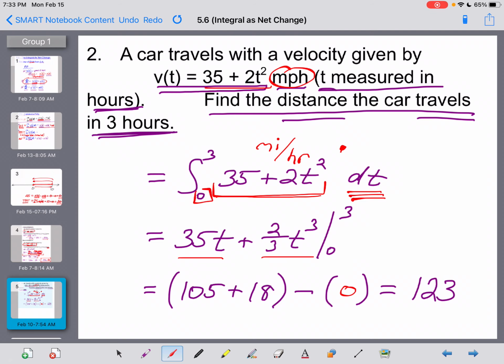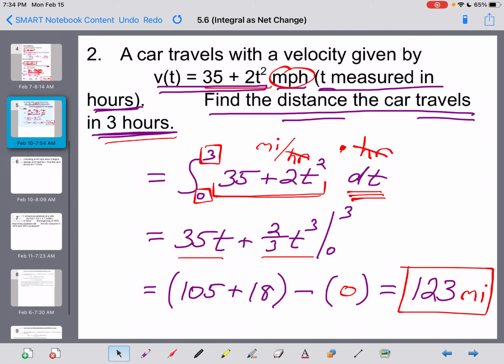And time was measured from 0 to 3 what? Hours. So we're multiplying miles per hour times hours. So sure enough, the hours cancel each other out, and we end up with 123 miles that this thing traveled during its 3 hours there. Okay? And if you do the math on trying to figure out how fast this thing would be going, then, yeah, I think that seems to make a little bit of sense. Okay, so that was example 2, not too bad.